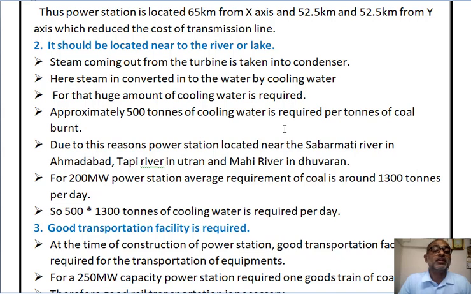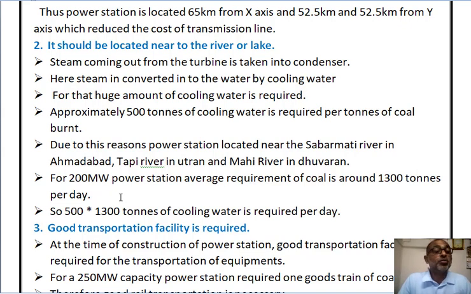Due to this reason, the power station is located nearer to a river, like the Sabarmati power station in Ahmedabad, which is located nearer to the Sabarmati river. Similarly, the Utran power station is located on the river Tapi. Similarly, the Dhuvaran power station is located nearer to the Mahi river.